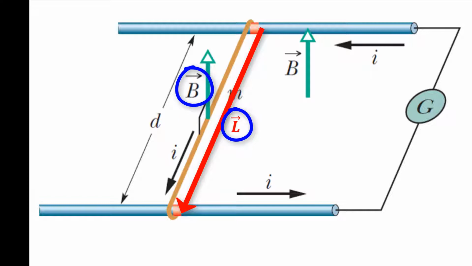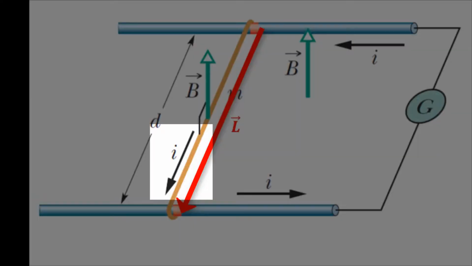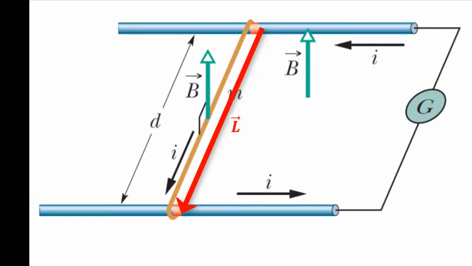So the question is, what's the angle between vector L and vector B? Vector L is a length vector. Its magnitude corresponds to the length of the wire and its direction is set by the direction of the current going through it. Make sure you see it and make sure you're satisfied that the angle between the L vector and the B vector is 90 degrees.